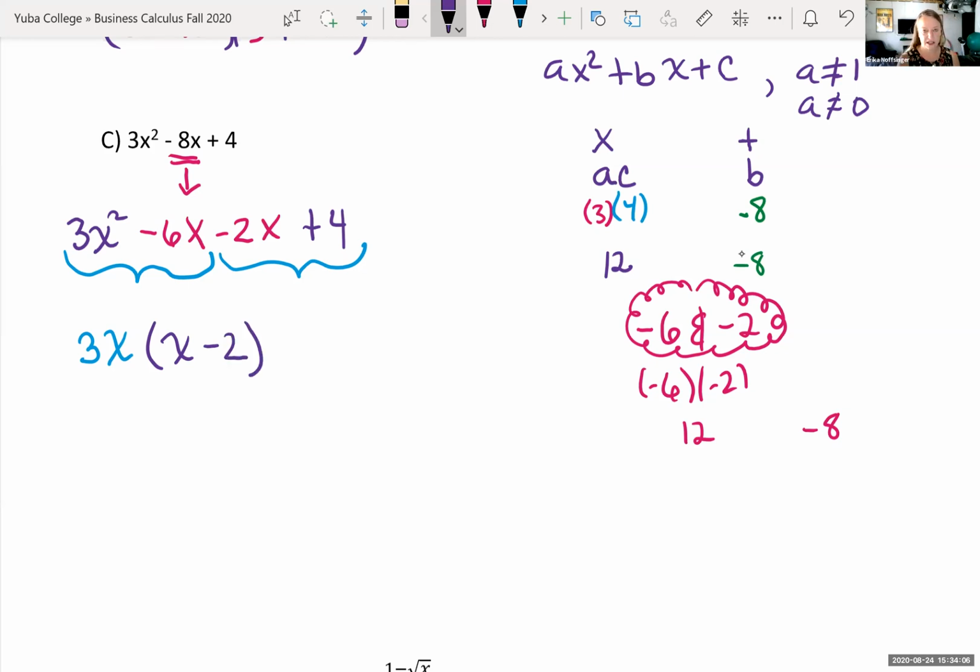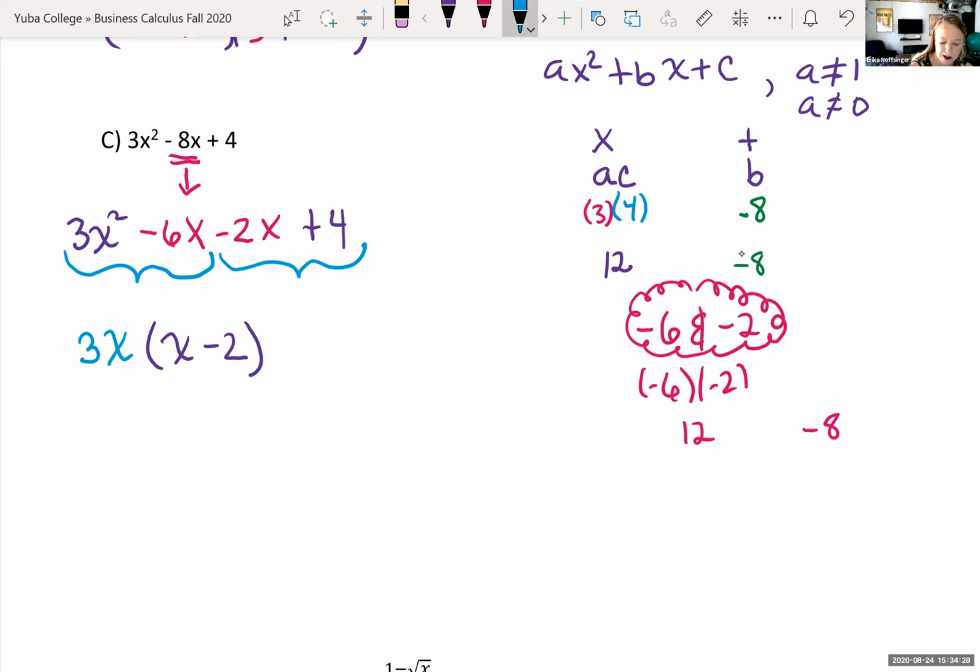So now let's look at those last 2 terms, and you want to pull out the greatest common factor. It should give us the same thing inside the parentheses when we pull out the greatest common factor. If it doesn't, then you probably pulled something out wrong and you want to look at it again. So looking at negative 2x plus 4, well, they both have a 2 in common.